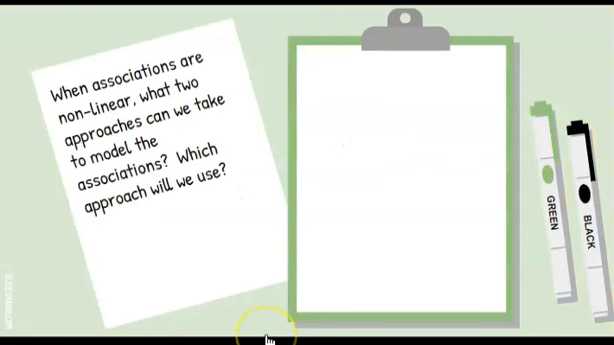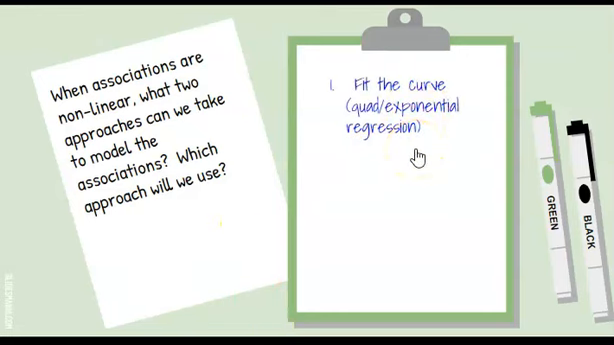So when associations are nonlinear, what two approaches can we take to model those associations, to write an equation for it? Well, there's two ways to look at it, and there's only one way we're going to do it in AP Stats. One way to handle it is to fit the curve, to find the equation that best fits that data. It could be quadratic, exponential, polynomial, a lot of different things. But there's a lot of equations to choose from, right? That could take a lot of time, and that's another level of stats we're not going to get to.